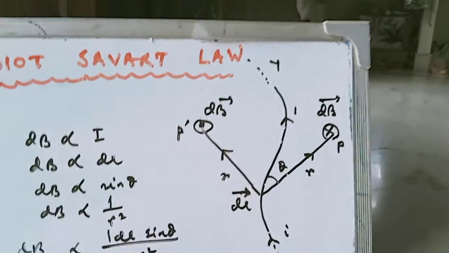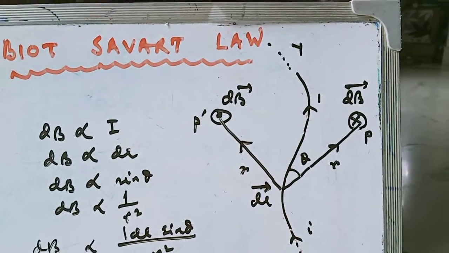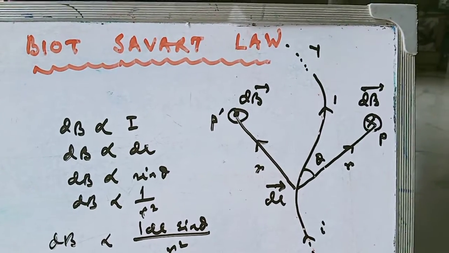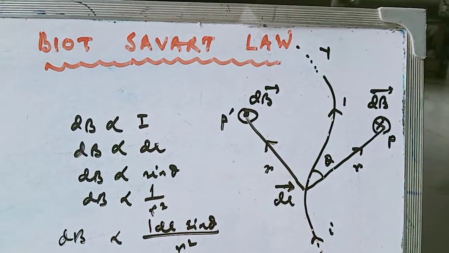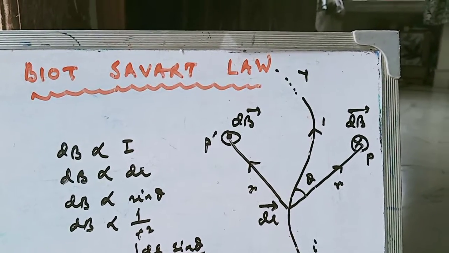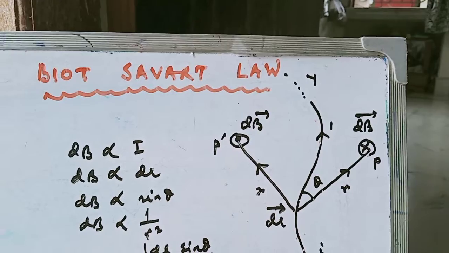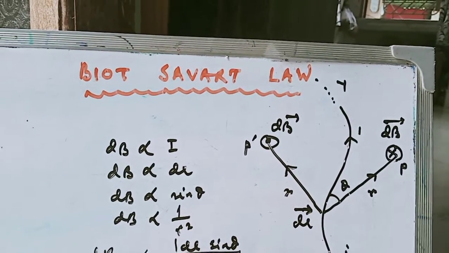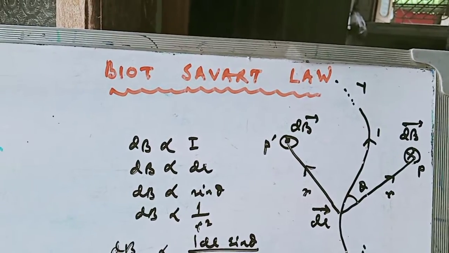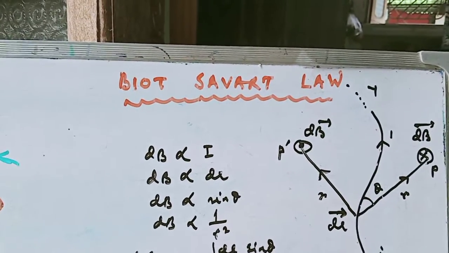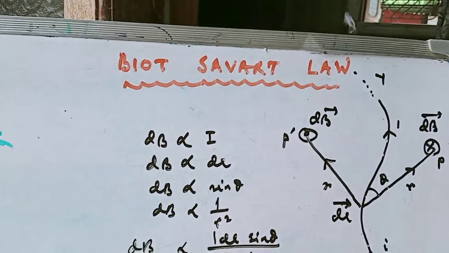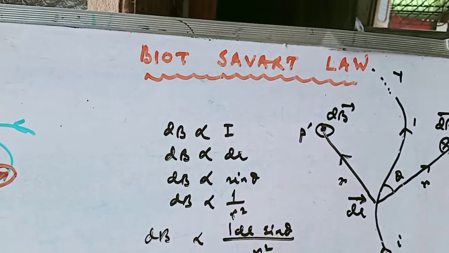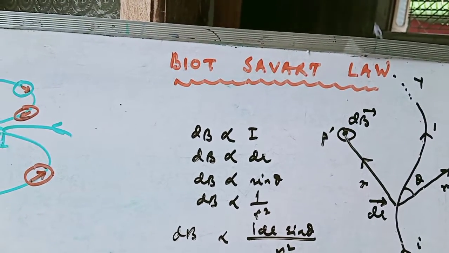See here, the cross sign means inward towards the plane of the board, and the dot means outward from the plane of the board. So P is a point in air. Though I have drawn it on a plane, it is actually conducted in air. So P is a point in air or vacuum at which we are going to calculate the field.